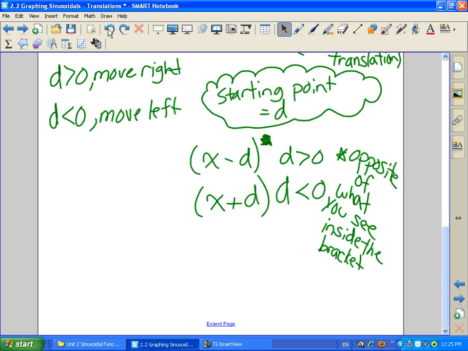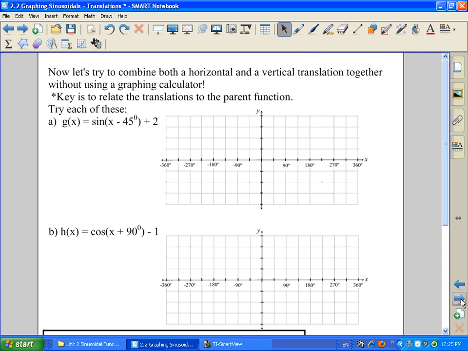All right, now let's put the challenge, folks. Let's try to combine the two of them. Are you ready? We can do this. Let's try to combine both the horizontal and vertical translation together, okay, without using a graphing calculator. Let's try it. We'll use a graphing calculator to check if you'd like.